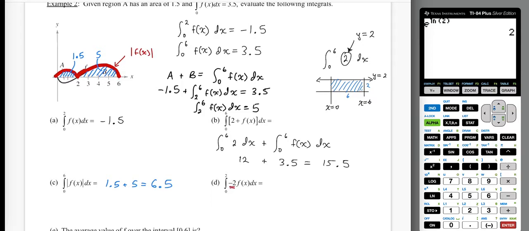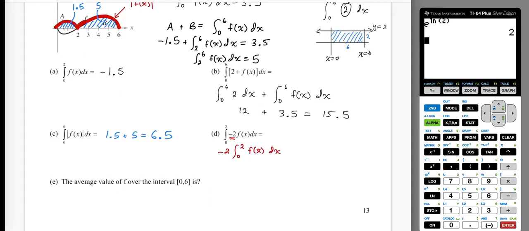The negative 2, factor that out. Need to replace the integral with what we know it to be, which is the negative 1.5. So this, we discovered its value up here. Negative 1.5 multiplied by the negative 2 gives us a final answer of 3. So there we have it.